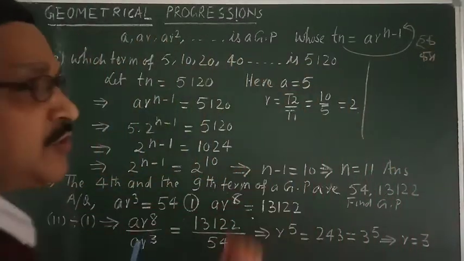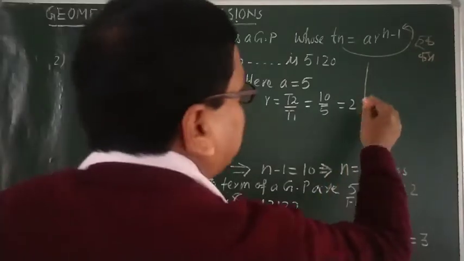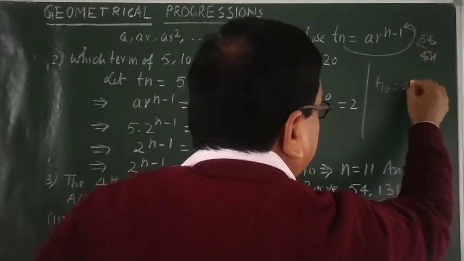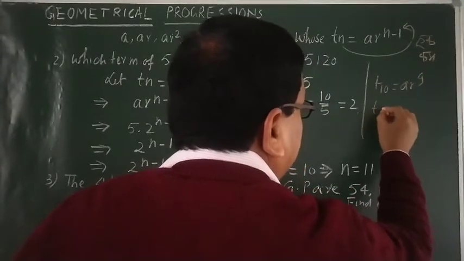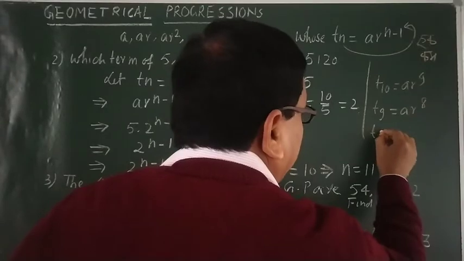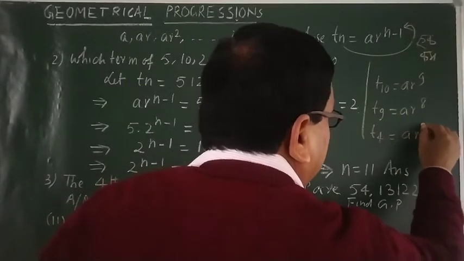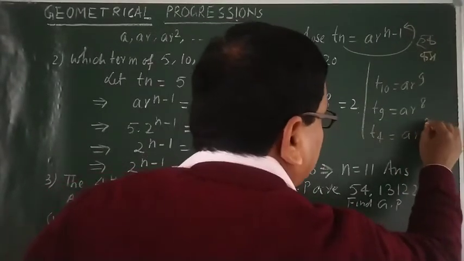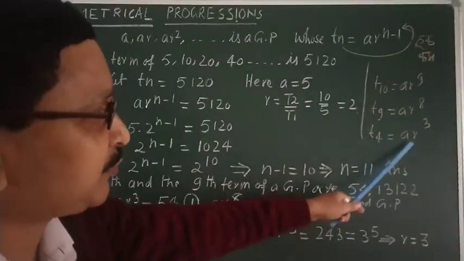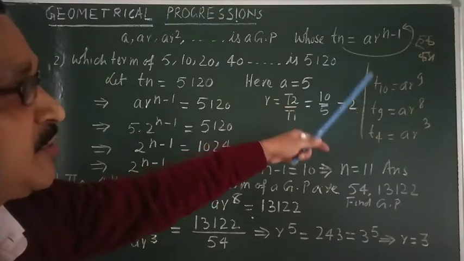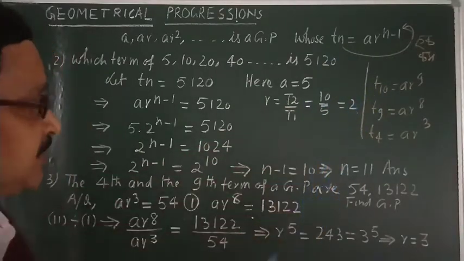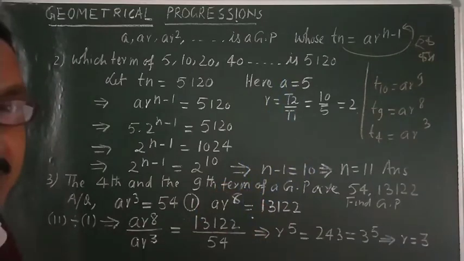On the basis of this, we can write firstly T10 is ar^9, T9 is ar^8, T4 is ar^3. Since it is one less than 9, it is 8 here, and one less than 4, it is 3. So on the basis of this formula, we can write all these terms, which will help us later.